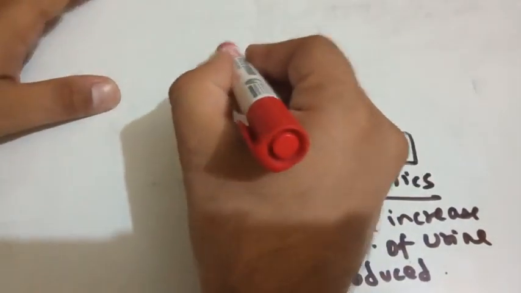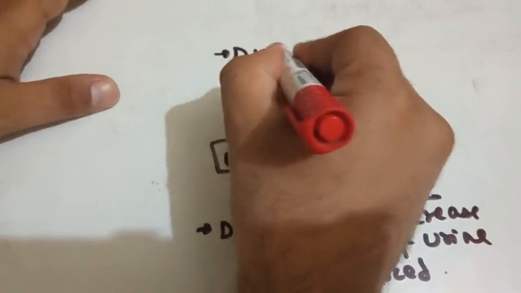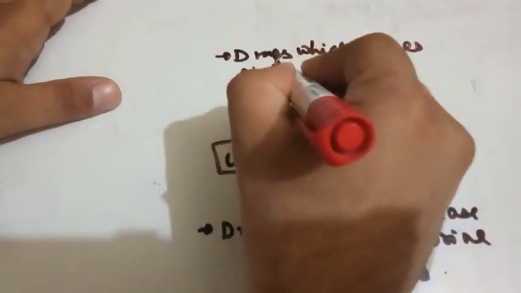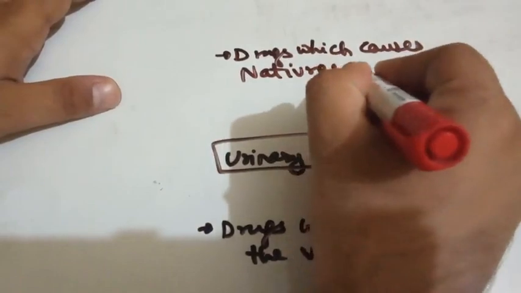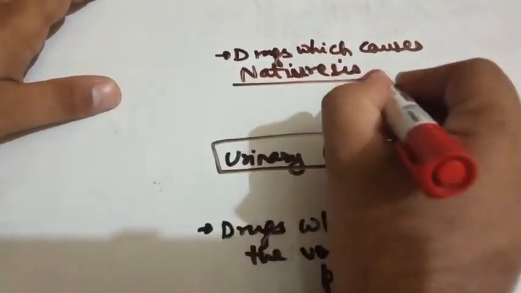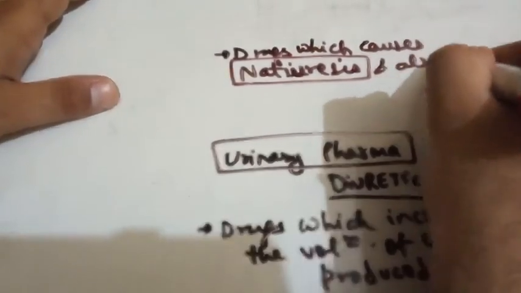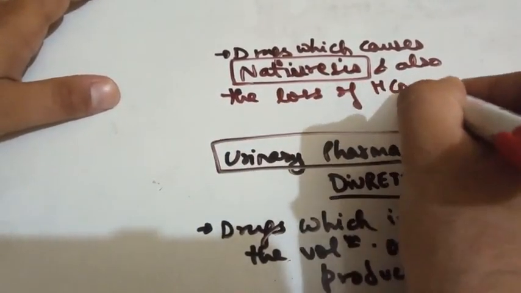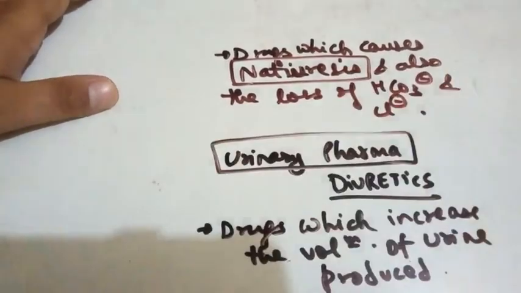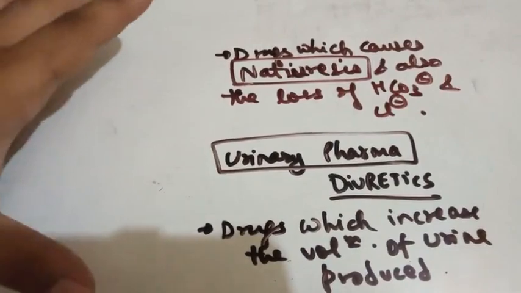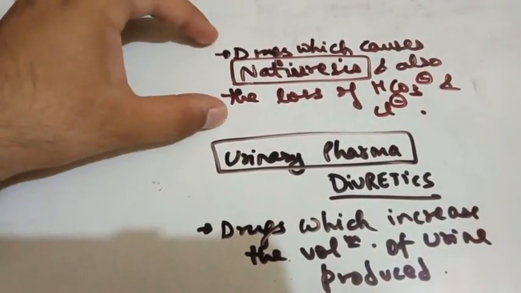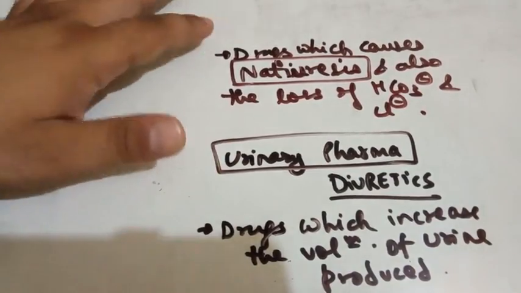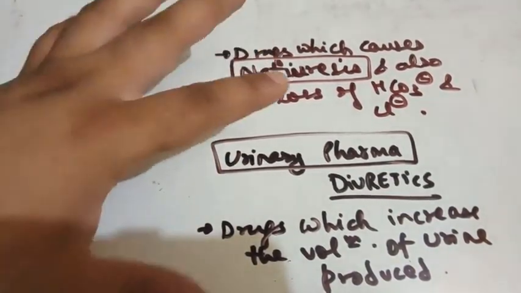The other way to define diuretics is that they are the drugs which cause natriuresis and also the loss of HCO3 minus and Cl minus. So these are two definitions of diuretics. This one looks more scientific as compared to the first, but the first is also correct. Drugs which cause natriuresis and also the loss of bicarbonate and chloride ions.